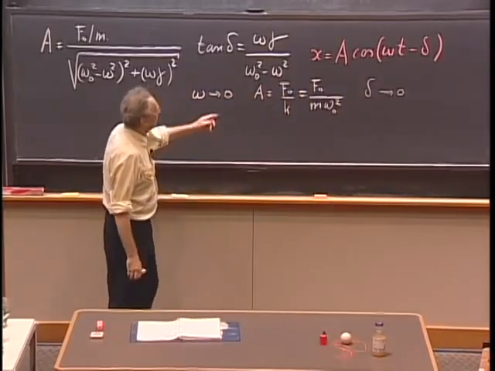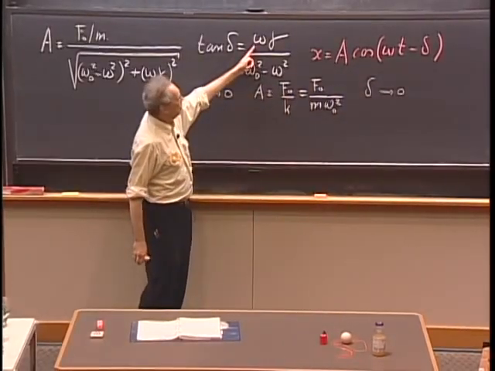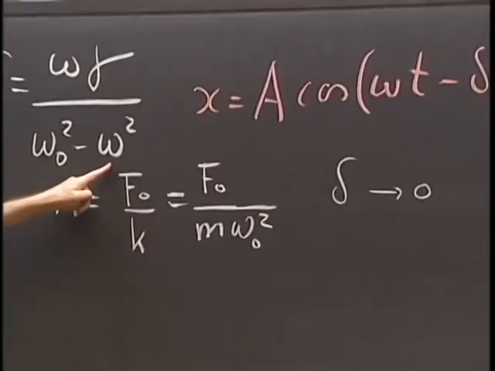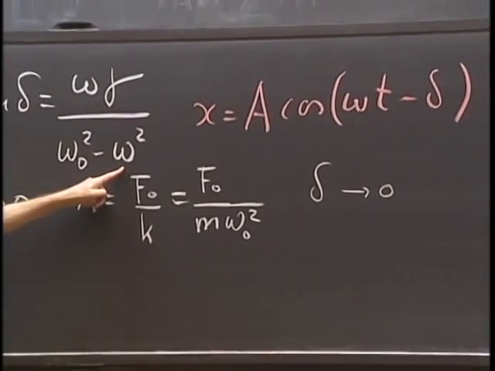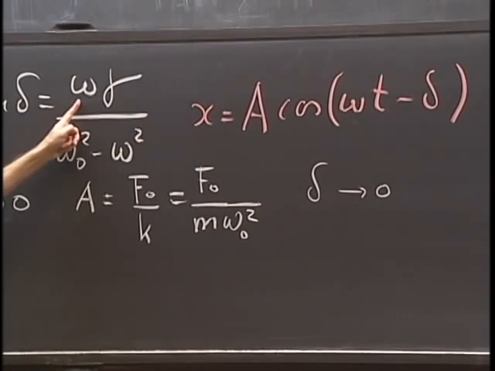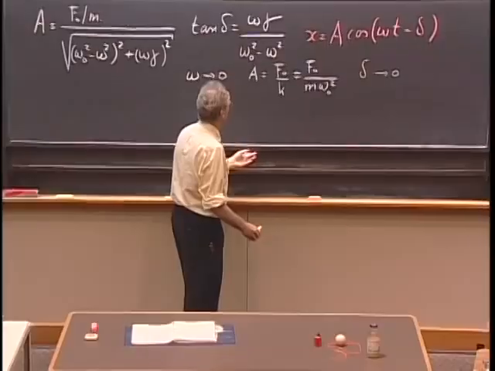Well, if omega becomes zero, this omega squared is zero, so this goes away. Here's a zero upstairs, so you see the tangent of delta is zero, and that indeed is what you see. So the two follow each other. It's extremely boring, the whole thing, to watch, and the amplitude is exactly what you predict.